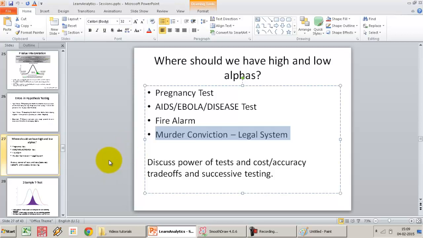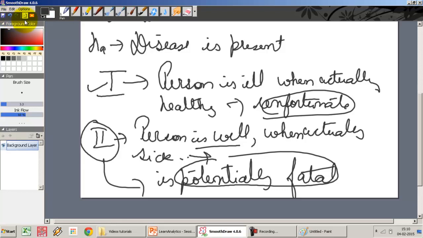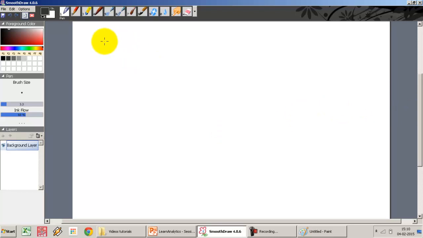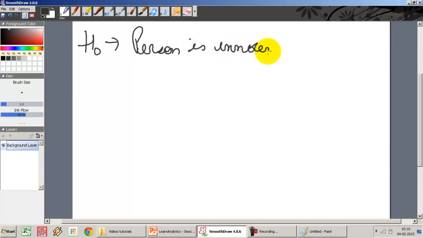For example, we are trying a person accused of murder. So in this case, should we go with a large alpha or a small alpha? Let's start off with the assumptions again. What should be the assumption, or what should be the null, when we are trying a person for a crime? In most democracies, the H naught always starts off with the person is innocent. There's a well-known saying that in a democracy or in a mature legal system, a person is assumed to be innocent until proven guilty.